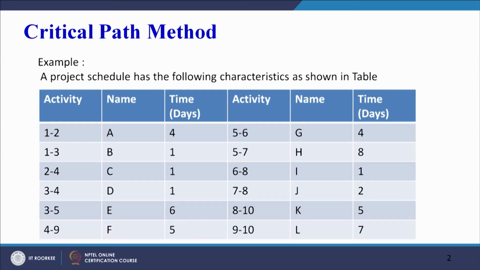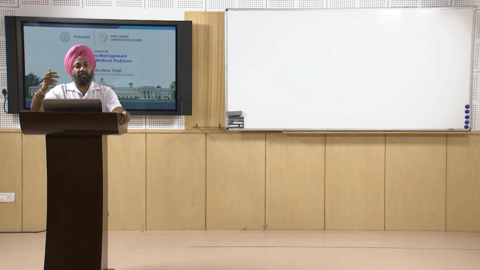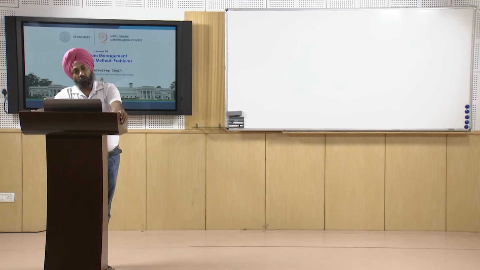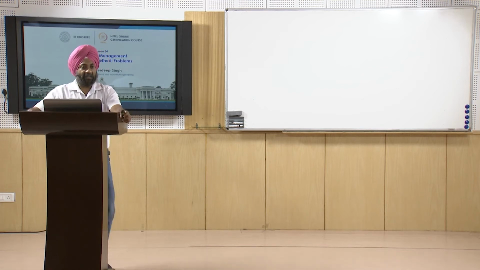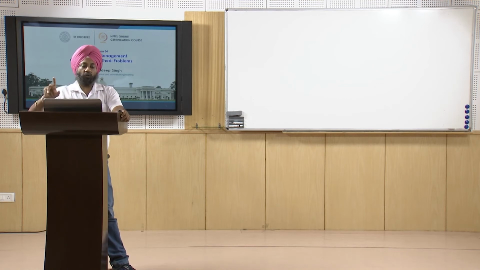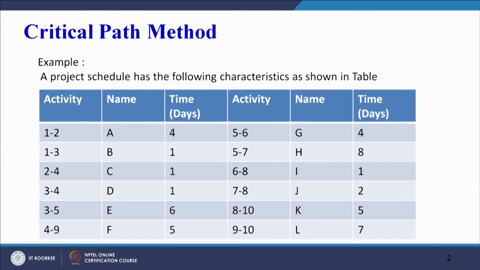We will take two problems today. This is the first problem. A project schedule has the following characteristics as shown in the table. As I have already told you, there are different ways of representing an activity, and here we have taken both ways. You can represent an activity by the alphabet A, or by the start node and the end node. So 1, 2 is our activity A, with the start node and the end node for activity A. The time required for this activity is 4 days.